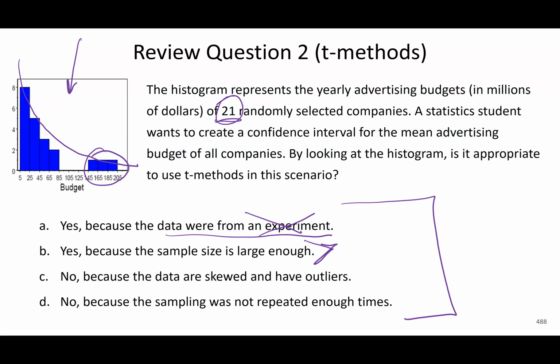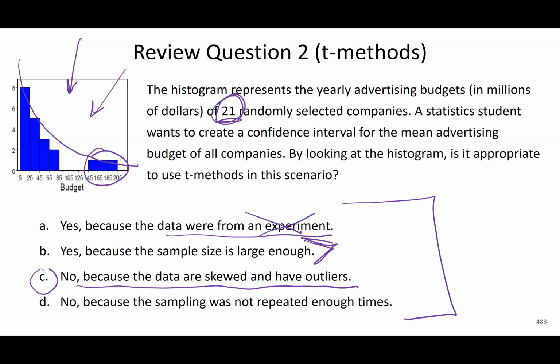Yes, because the sample is large enough. When you have 21, but it looks this skewed, I would argue it's not large enough here. And I would say no, because the data are skewed and have outliers, and we don't have a big enough sample size, considering it's very skewed and has outliers.